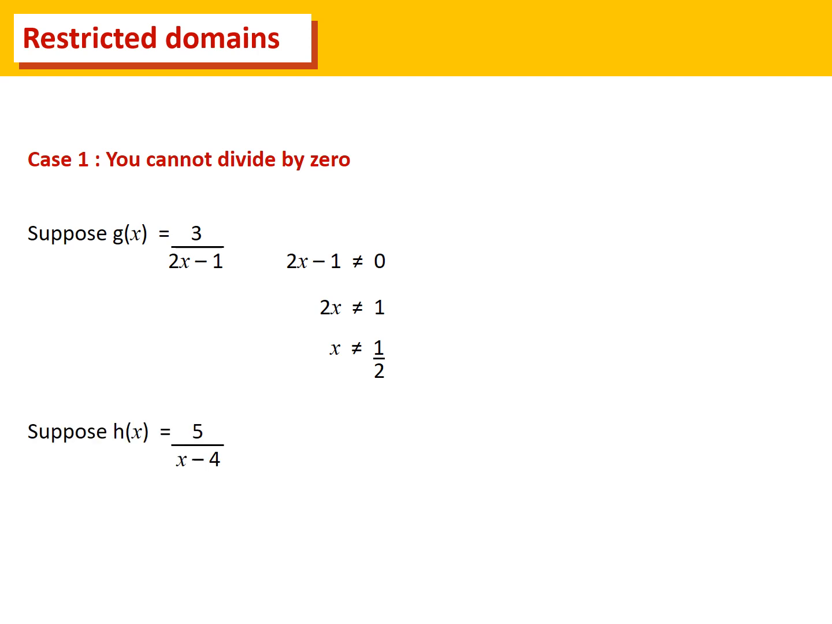Similarly, if h of x equals 5 divided by x subtract 4, we're dividing by x subtract 4, and because we can't divide by 0, x subtract 4 cannot equal 0. And if we add 4 to both sides, it's telling us x can't equal 4. So the value of x for which that function is not valid is x equals 4.